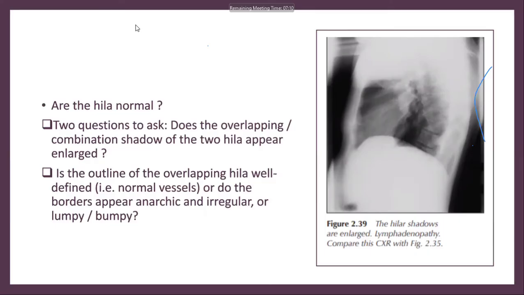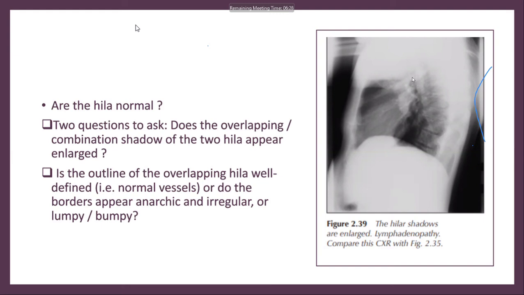Number 3: are the hila normal? Two questions to be asked. Number 1, does the overlapping or the combination of shadows of the two hila appear enlarged? Number 2, is the outline of the overlapping hila well defined, like normal vessels, or do the borders appear irregular or lumpy-bumpy? Here you can see the hilum is not clear, and it seems a bit lobular, or irregular in shape.